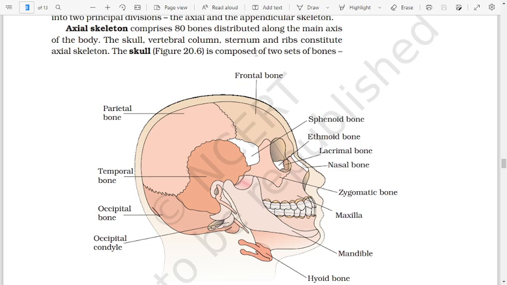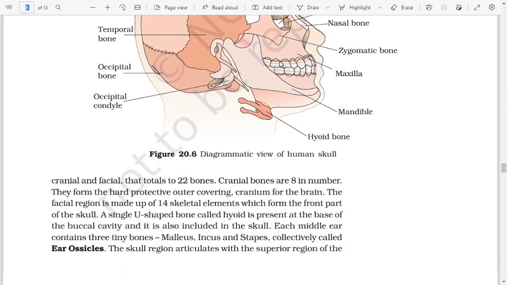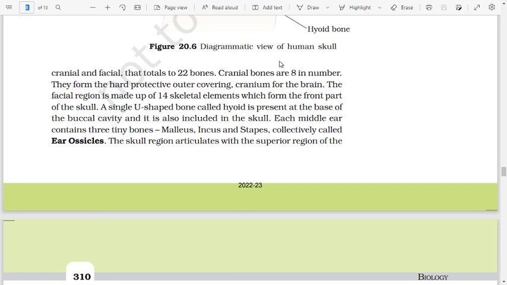The skull is composed of two sets of bones, cranial and facial, that total 22 bones. Cranial bones are 18 in number. They form the hard protective outer covering, cranium, for the brain. The facial region is made up of 14 skeleton elements which form the front part of the skull. A single U-shaped bone called hyoid is present at the base of the buccal cavity and it is also included in the skull. Each middle ear contains three tiny bones, malleus, incus, stapes, collectively called ear ossicles.